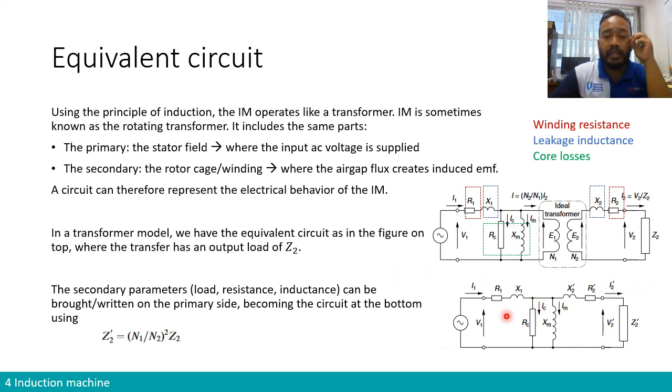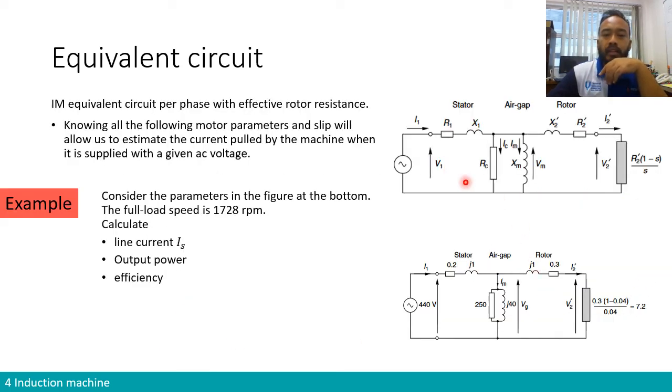So the secondary parameters, which are the load resistor, the resistors and the inductors of leakage, can be brought to the primary by using just the ratio. So for example, if you bring the load Z2 to become now Z prime 2 in the primary part, you just multiply it by N1 over N2 squared. So this is how you bring the secondary part into the primary part. So just now that was basically the equivalent circuit for a transformer.